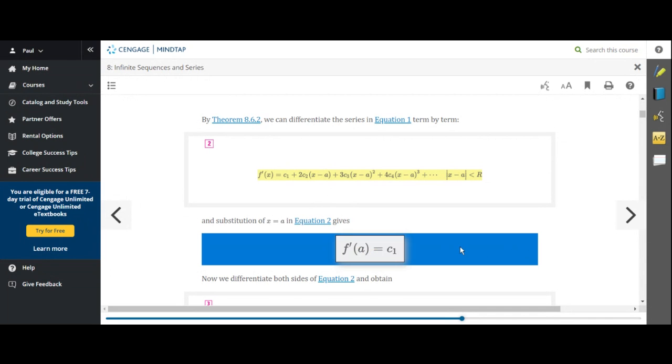So now you've determined, now you know what C sub 0 is. You have a formula for that. C sub 0 equals f of a. C sub 1 equals f prime of a.